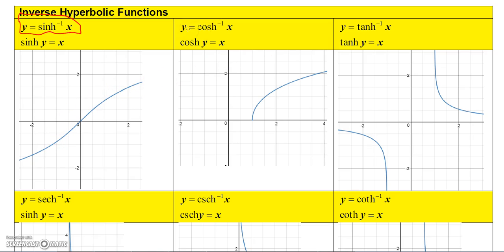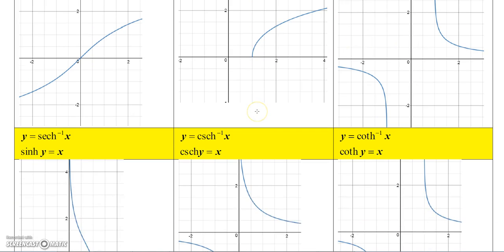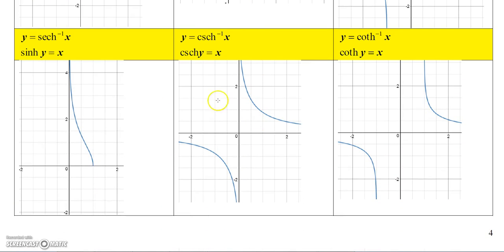And then if you want the inverse hyperbolic cosine of x, that would be equivalent to saying that the hyperbolic cosine of y equals x. So that function just looks like this. And then here's the inverse of the hyperbolic tangent function. And that would be equivalent to saying that the hyperbolic tangent of y equals x. And there's the graph of that.